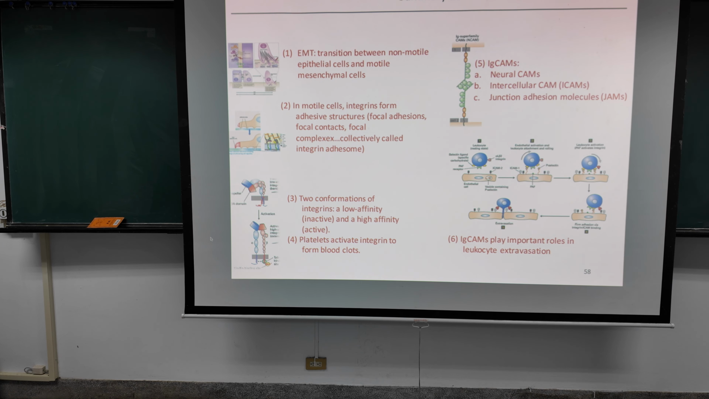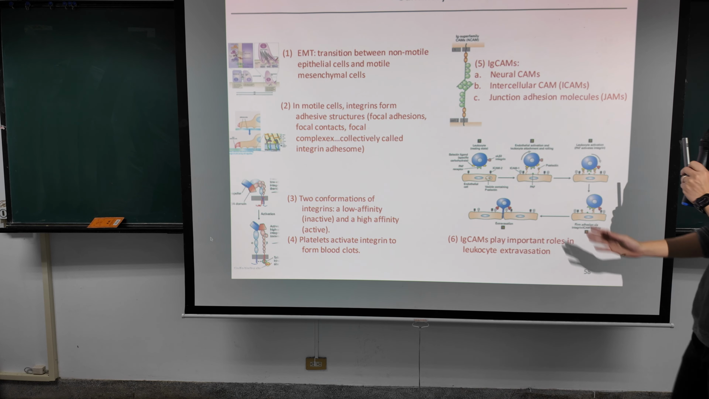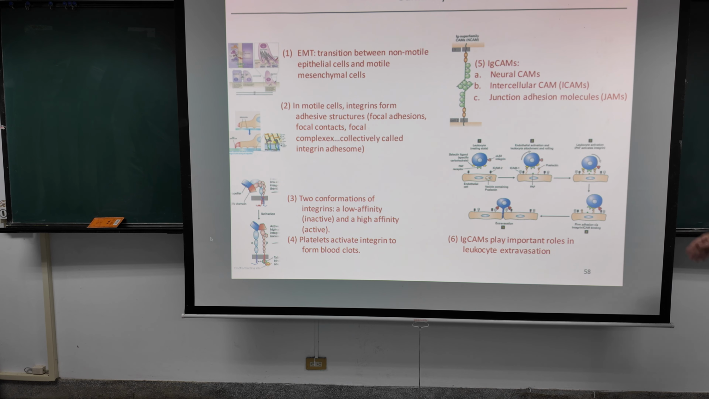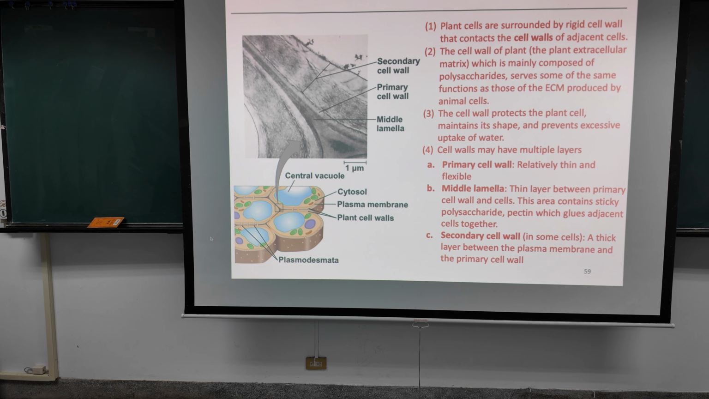Just to quickly summarize: EMT, the transition between non-motile epithelial cells and motile mesenchymal cells. Then motile cells use integrins to form adhesive structures. The two conformations of the integrin, the low affinity inactive bent one and the high affinity extended, straight-out one, are related. The platelet activation integrin forms the clot. In the CAMs, we talked about several CAMs found in different tissues, and those IgCAM and integrin interactions are also important for leukocyte extravasation. Any questions? Okay, so let's jump to the final section.